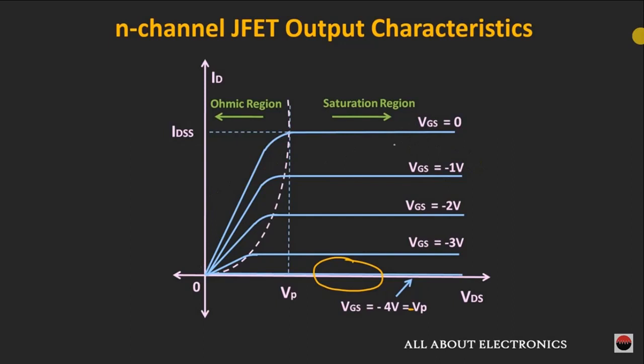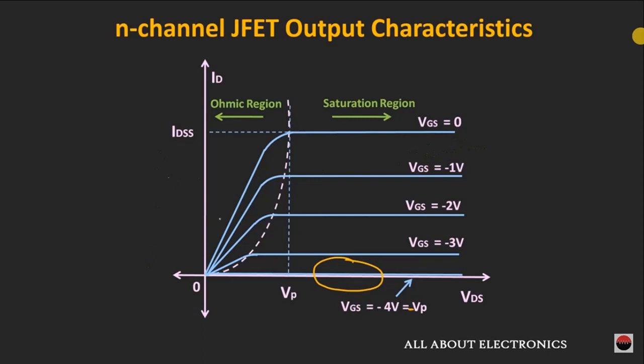But as we reduce the value of this VGS, then the resistance of the channel will increase. So basically in this region, the JFET can be operated as a variable resistor, and by changing the voltage between the gate and the source terminal, we can control the resistance of this JFET.